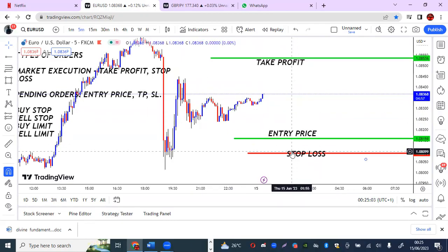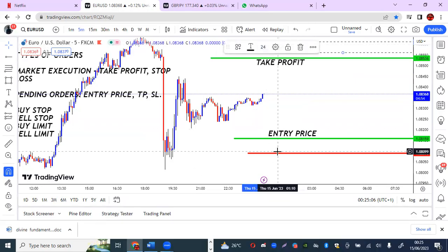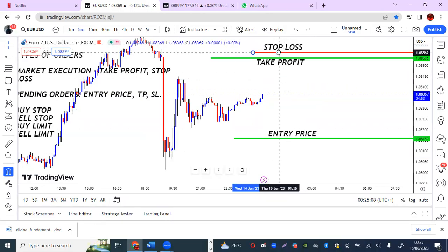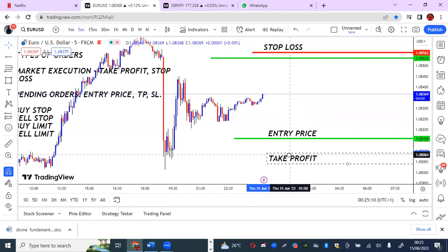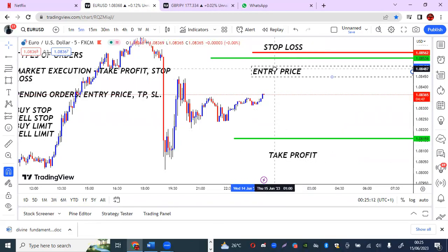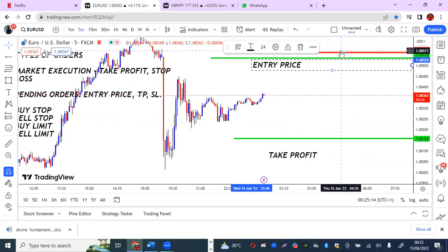Then sell limit is the reverse. Sell limit, this is stop loss here. This is take profit. And this is entry price. So sell limit.